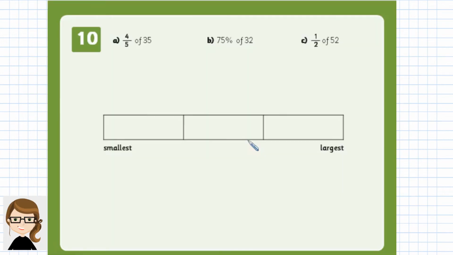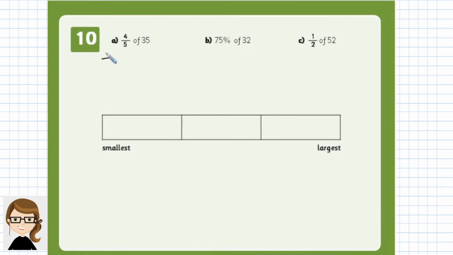We've got to order these from smallest to largest. I'm going to have to work them all out. So 4/5 of 35. Right, I divide by the denominator and multiply by the numerator. So 35 divided by 5 is 7. 7 times 4 is 28. So that's 28, just write that up there.